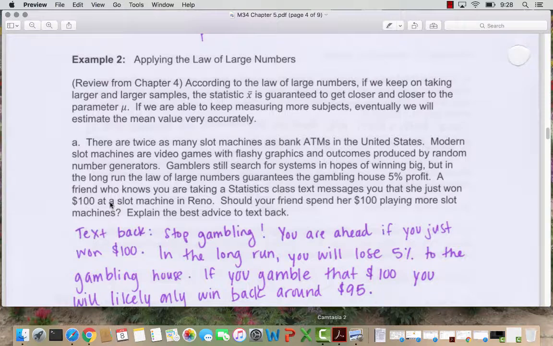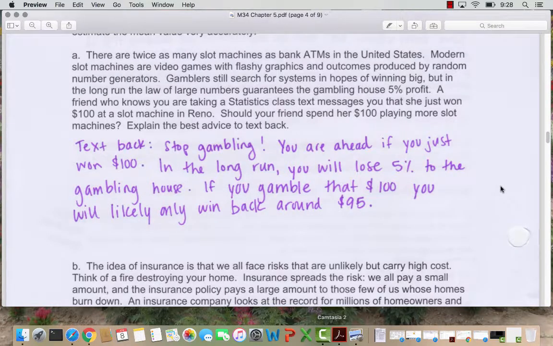So question A tells us there are twice as many slot machines as bank ATMs in the US. And we're told that the gambling houses have around 5% profit, and a friend who knows you are taking a statistics class text messages you that she just won $100 at a slot machine in Reno. So should your friend spend her $100 playing more slot machines?